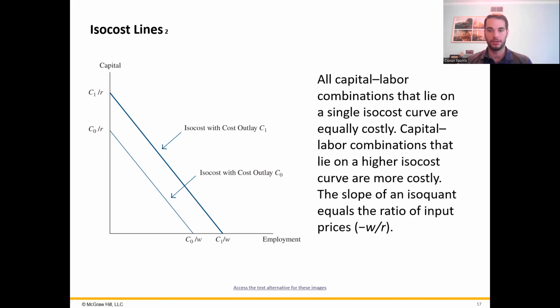The slope is the trade-off, or the ratio of the price of capital to the price of labor. It shows the relative costs of these two inputs. If the slope is steeper, that means a firm can trade off fewer workers for more capital. It means that labor has become relatively more expensive compared to capital.